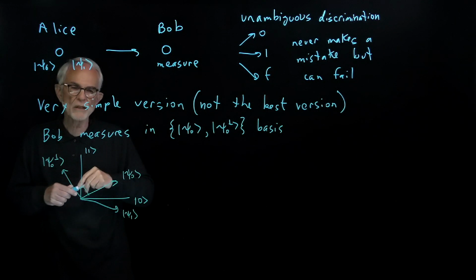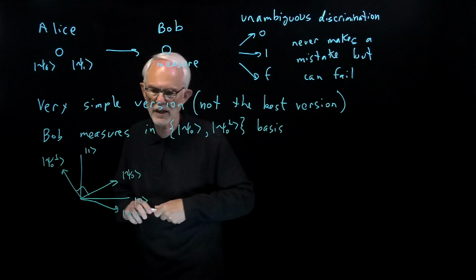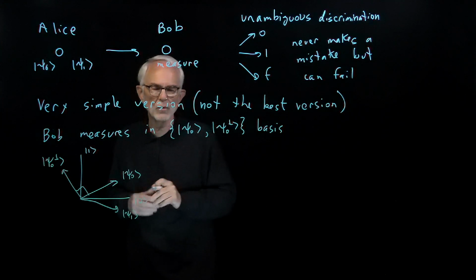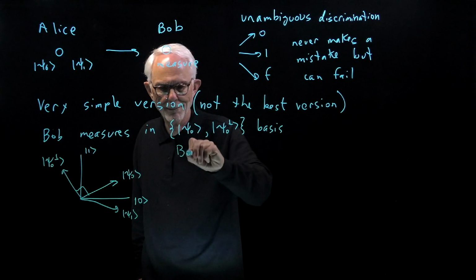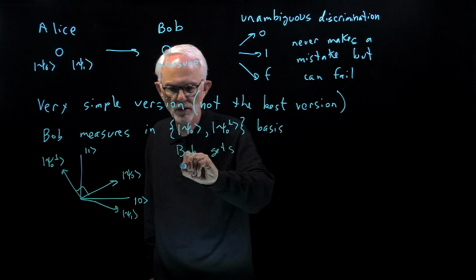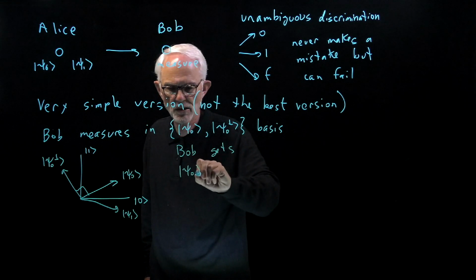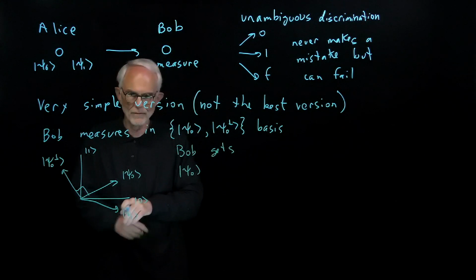When he does his measurement, he's going to get one of two results. He's either going to get psi0 or he's going to get psi0 perp. So what happens if he gets psi0? Suppose he gets psi0, what can he conclude?